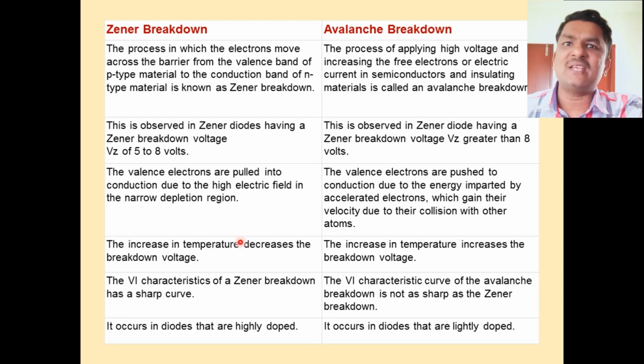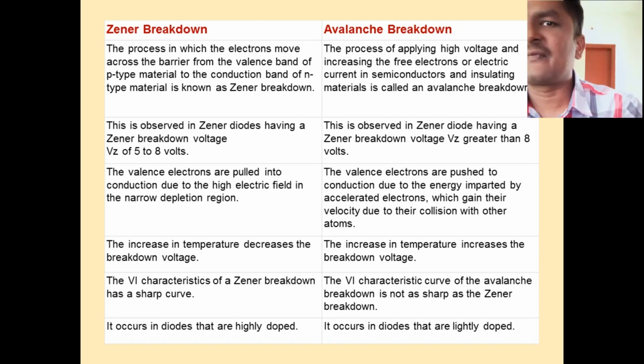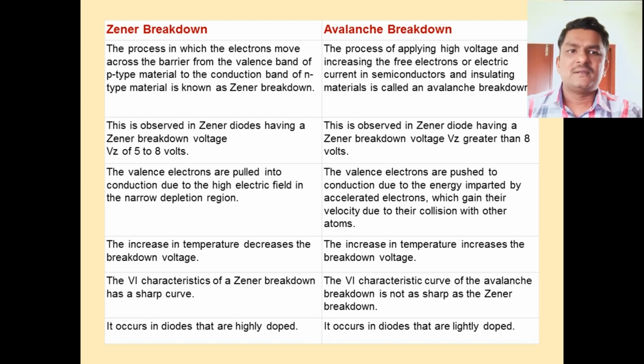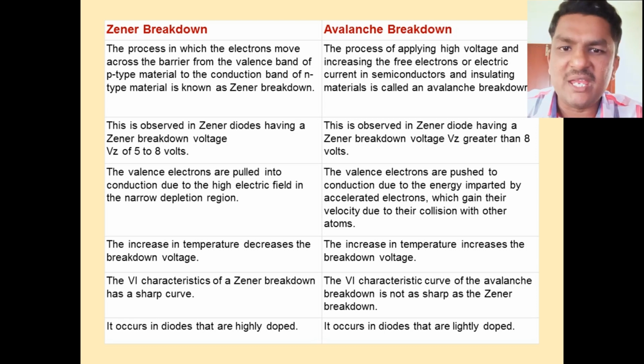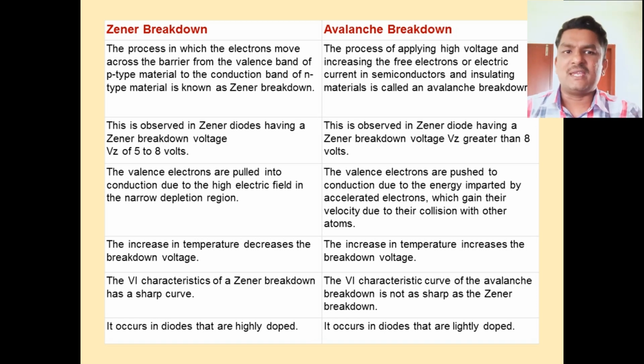In the case of Zener breakdown, the increase in temperature decreases the breakdown voltage. This is a very important concept. In the case of Avalanche breakdown, the increase in temperature increases the breakdown voltage. And Zener breakdown can be observed in highly doped cases, and Avalanche breakdown can be observed in lightly doped cases.